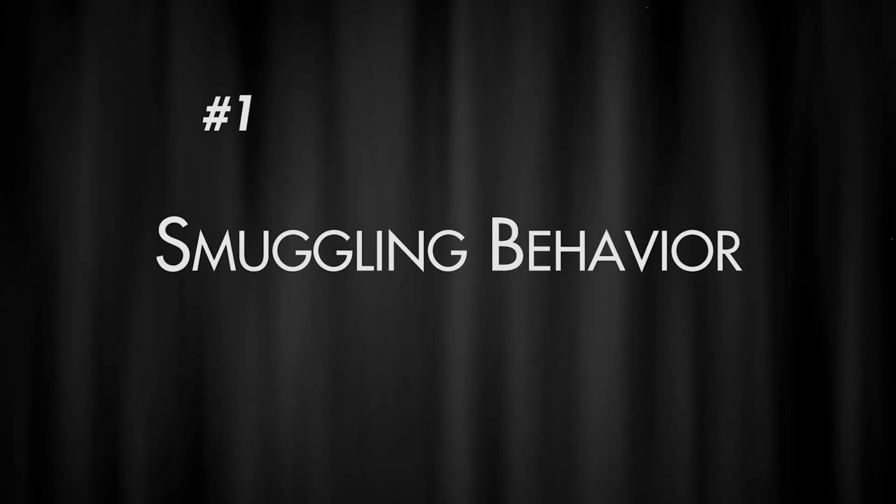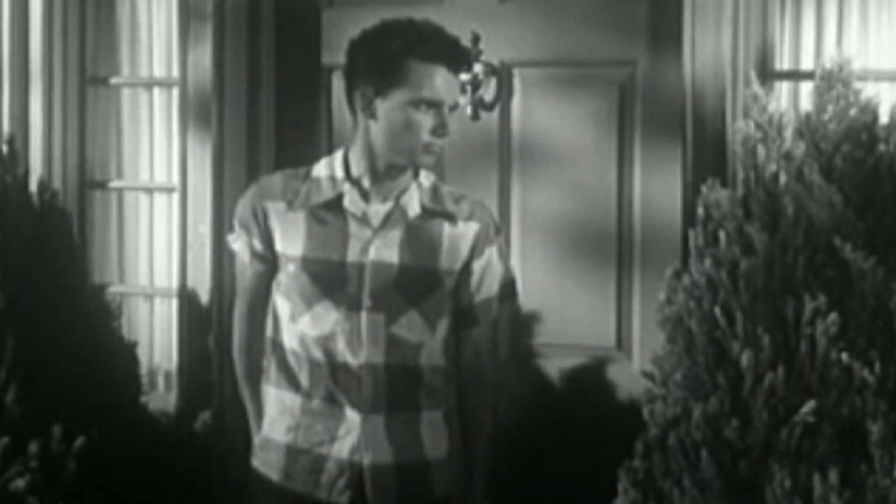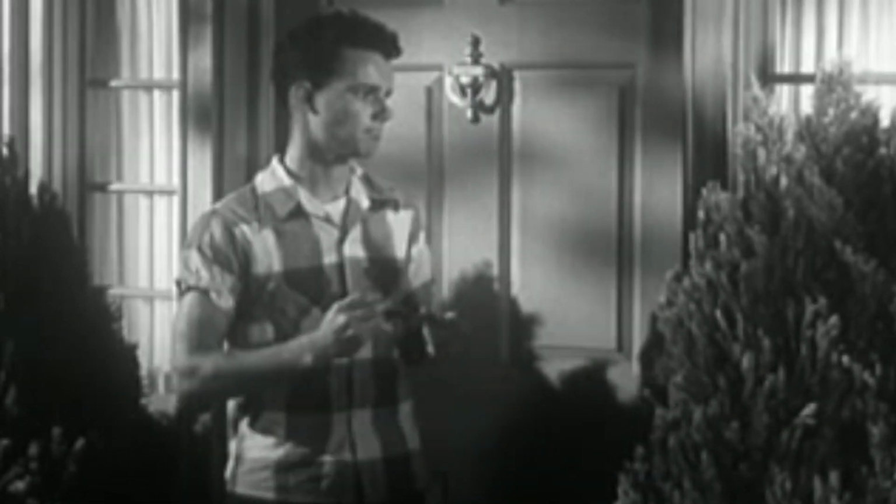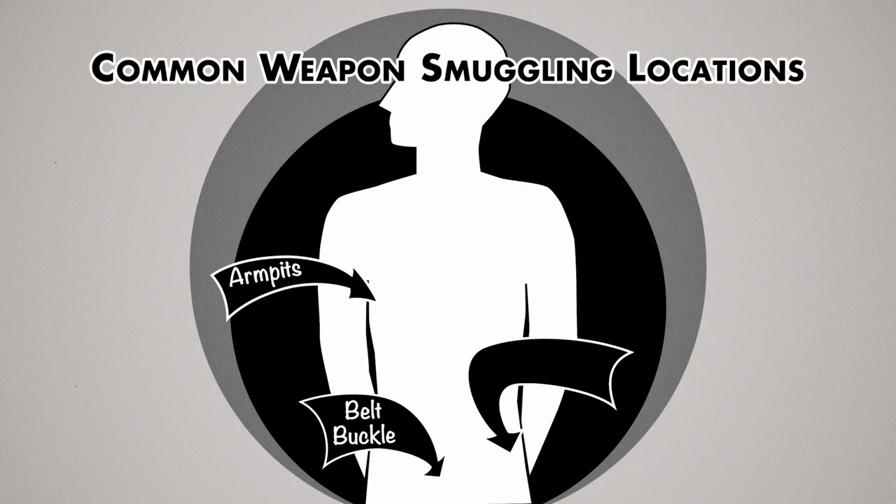Number 1, smuggling behavior. We're not talking about hiding drugs or money. We're talking about somebody carrying a knife, gun, or bomb on their body, and they keep touching it to make sure it's there and/or it's hidden. It's that weird touching behavior, especially around the waistband, that you want to watch out for.